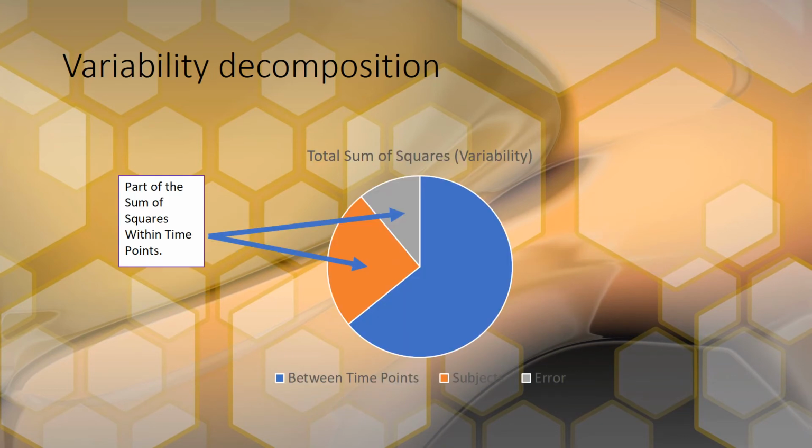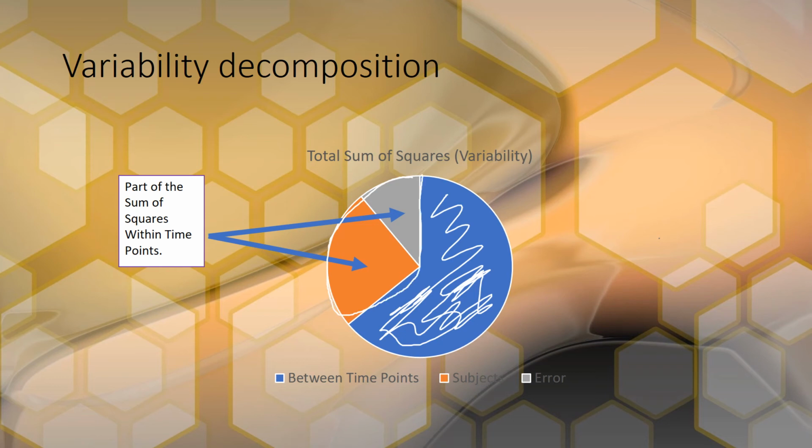So here we have a pie chart of the variability decomposition. An F-test is about variance, and so some of the variance, or the variability in the scores, is due to the time points, and that is in this kind of pinkish color here. So this part is due to the time points, and then some of it is due to the within time points, and that's this whole area here. But we can break that down into the subjects, which is in the blue.